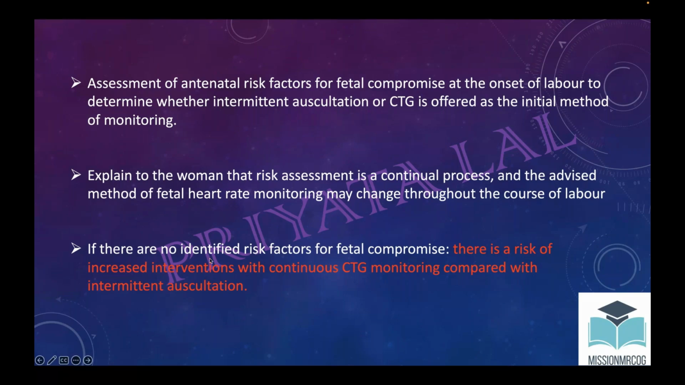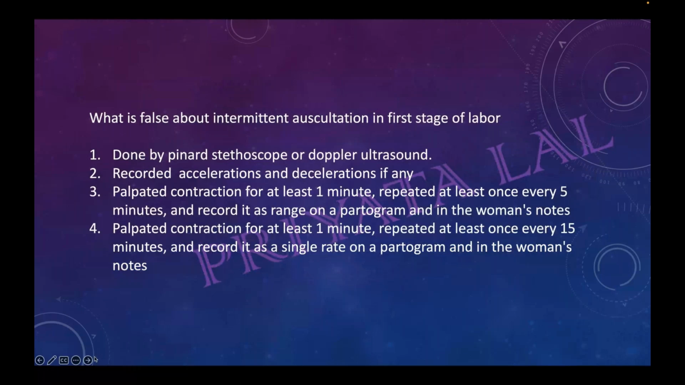Okay, so just a small question. I put a question: what is false about intermittent auscultation in the first stage of labor? So the patient is put on intermittent auscultation. What do you think is wrong here? Anyone can answer. Done by Pinard or Doppler ultrasound, and accelerations and decelerations are recorded, palpated for 1 minute, repeated once every 5 minutes, and recorded on a partogram or in the woman's notes, or palpated contraction for 1 minute, repeated at least once every 15 minutes, and recorded as a single rate on the partogram or in the woman's notes. So, what is the wrong answer?